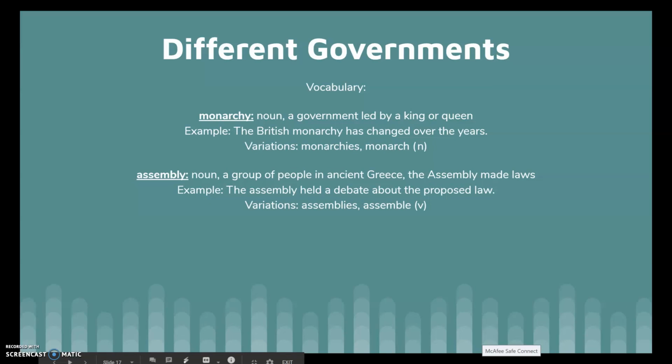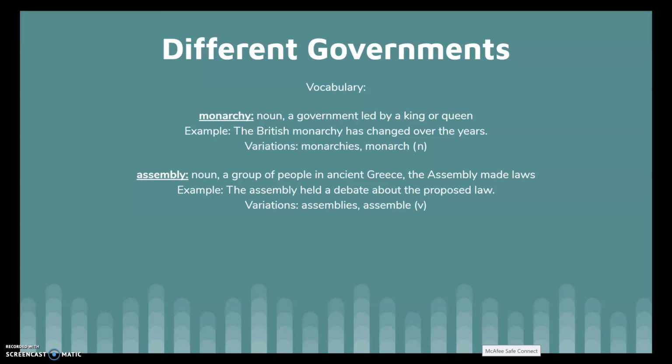We have a monarchy as a noun, a government led by a king or queen. The British monarchy has changed over the years. So Great Britain is still ruled by a monarchy. They have the Queen of England and her family. They are the monarchs. So we have monarchies and monarch.